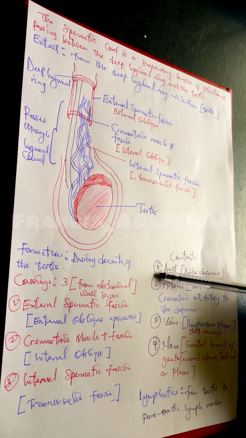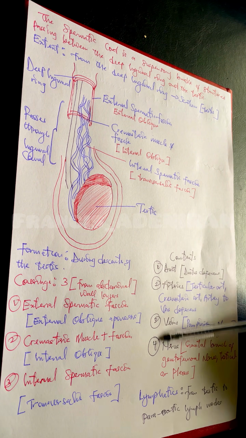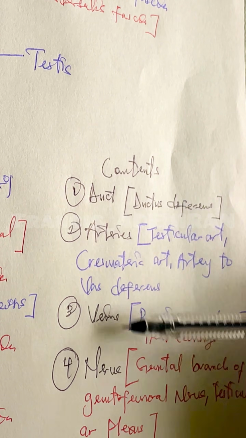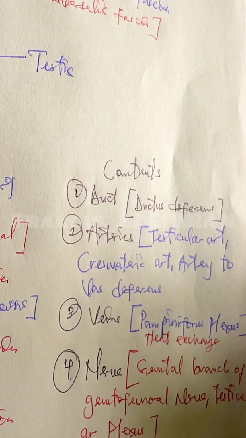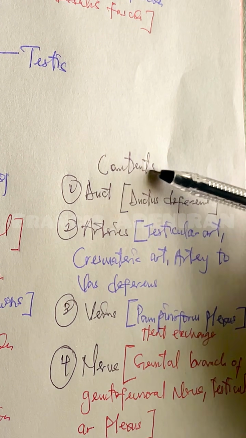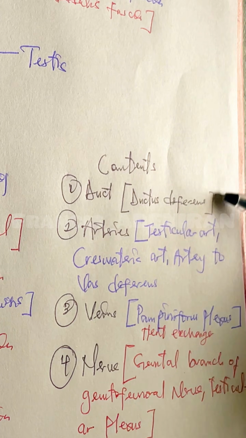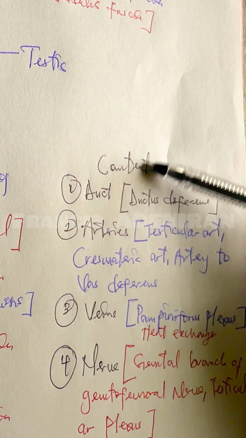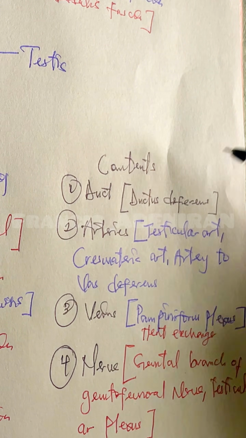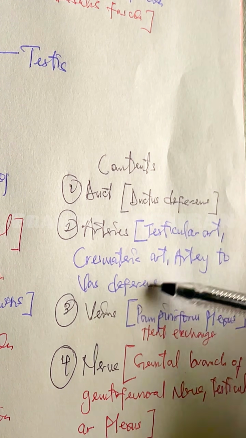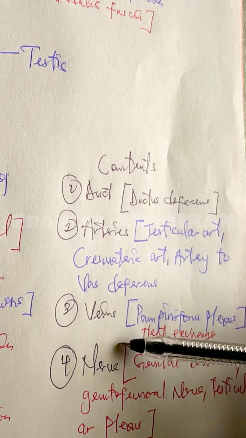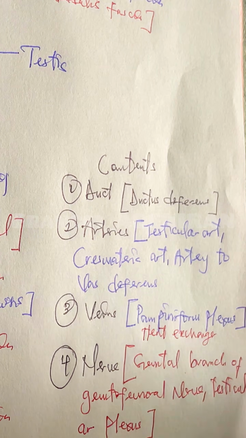Now, this can be treated under four major subheadings. We have ducts, arteries, veins, and nerves. So the duct is the ductus deferens. The arteries, part of the contents, are the testicular artery, the cremasteric artery, and the artery to the vas deferens. Then for the vein, we have the pampiniform plexus, which is for heat exchange. And for the nerve, we have the genital branch of the genitofemoral nerve, and also the testicular plexus.